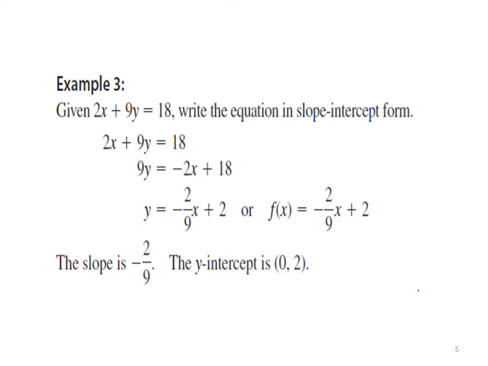The graph of this function will be the line that we started with, which is 2x plus 9y equals 18. Of course, in this form, the coefficient of x will give you the slope. So the slope is equal to minus 2 over 9. The y-intercept will be 0, 2. Then this 2 here is b. So the y-intercept is 0 and 2.